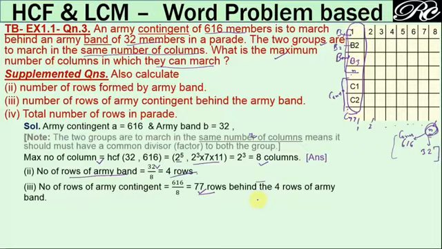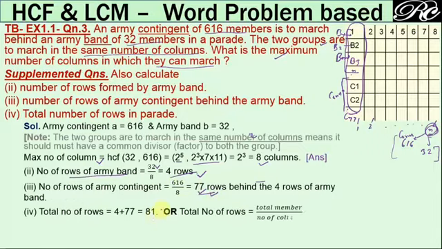So the total number of rows in the parade, here we are getting: the number of rows in which the band is marching is 4, and the number of rows in which the contingent is marching is 77. Therefore, the total number of rows will be the addition of 4 and 77. It will be 81.